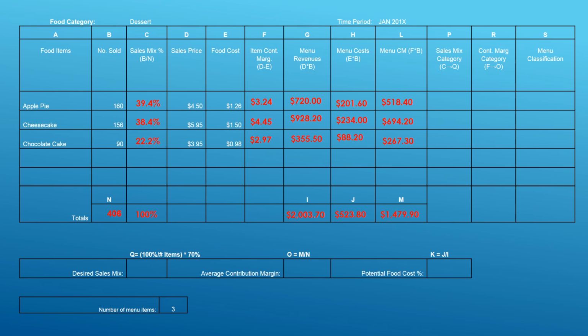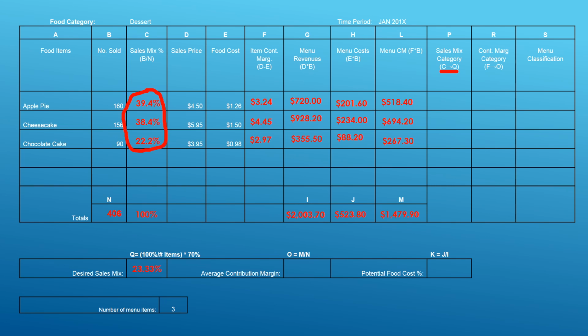Now with this information, we can figure out these bottom ones down here. So for Q, our desired sales mix, we're going to take 100% divided by the number of items, since we only have 3 items in our menu listed here. And then we're going to take that, which will be 33.333, multiplied by 70%, 0.7, and we're going to get 23.33. That's our desired sales mix, which we're going to compare to each individual item's sales mix over here.